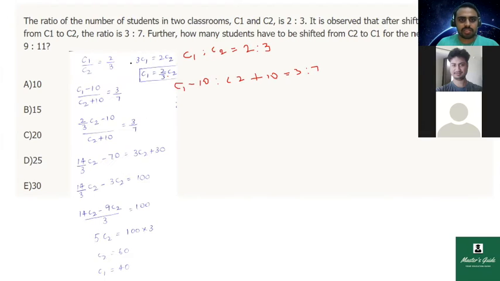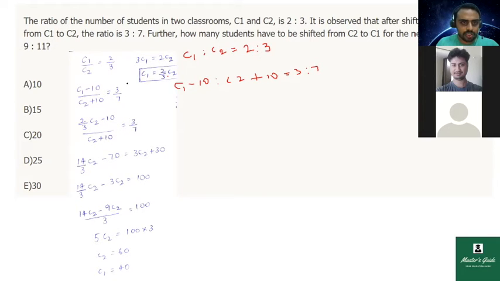So C1 is to C2 is already given as 2 by 3. So 3C1 equals 2C2. I just cross multiplied, so C1 is 2/3 of C2. You may write it this way, or just use this relation. Again, I'm given that after shifting 10 students from C1 to C2, so I'm subtracting 10 from C1 and adding 10 to C2, the ratio is becoming 3:7. So after doing this operation, I just wrote it as 3/7.